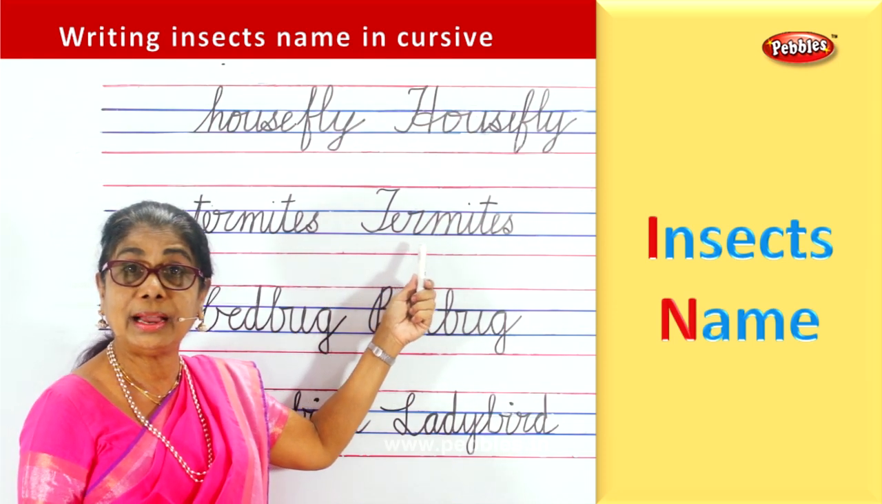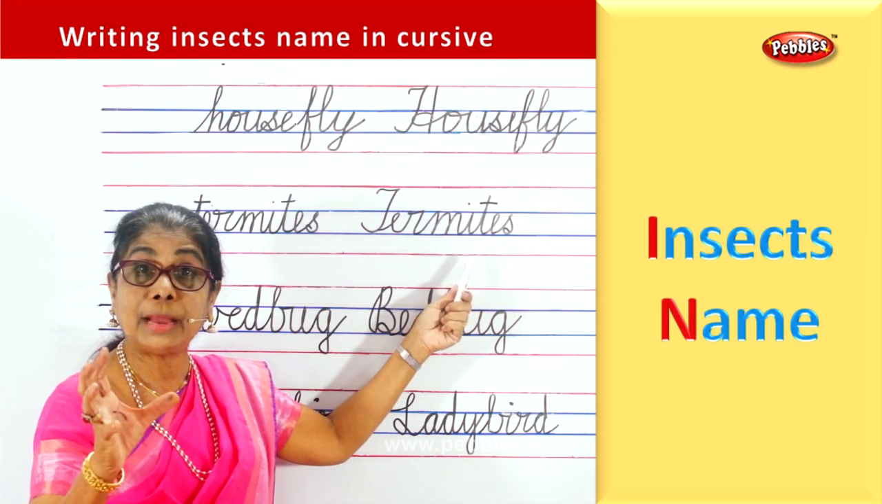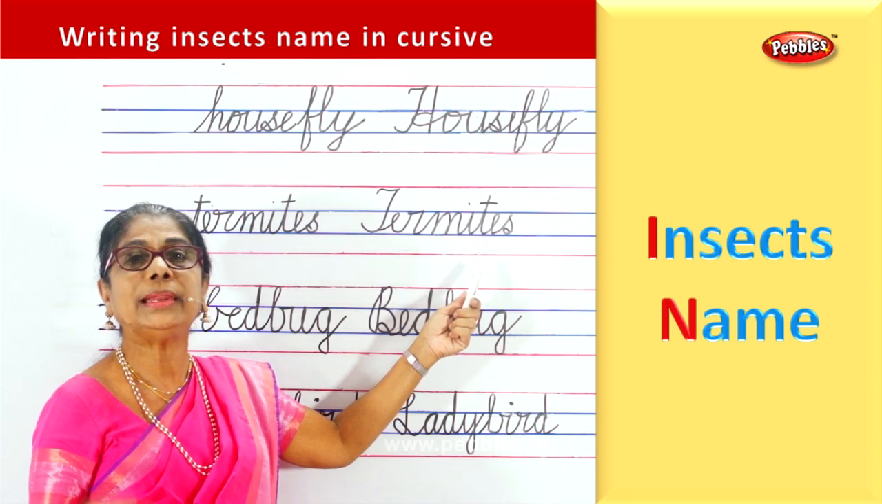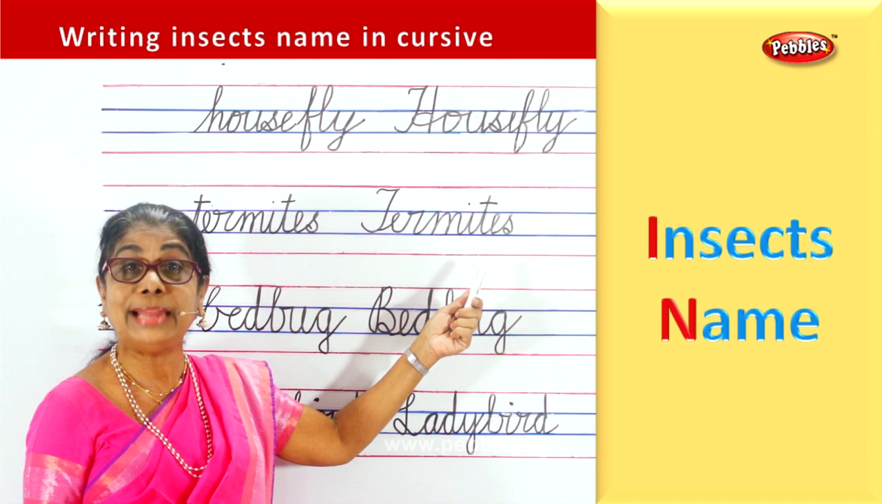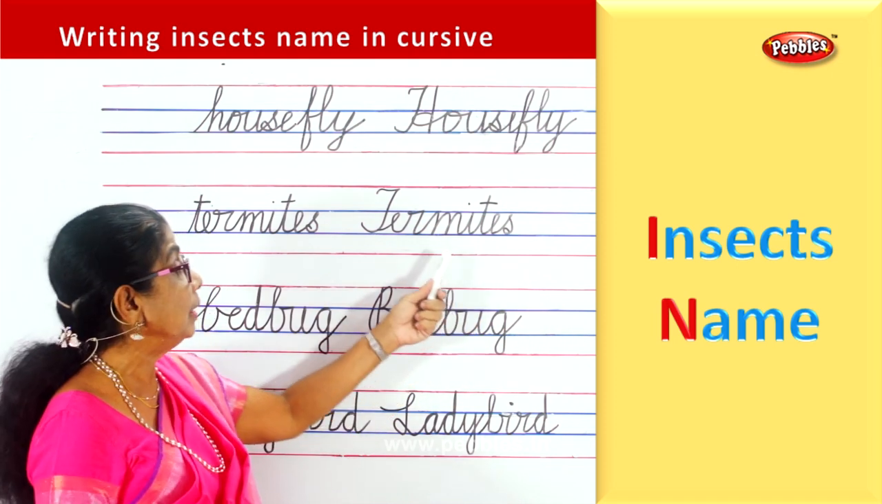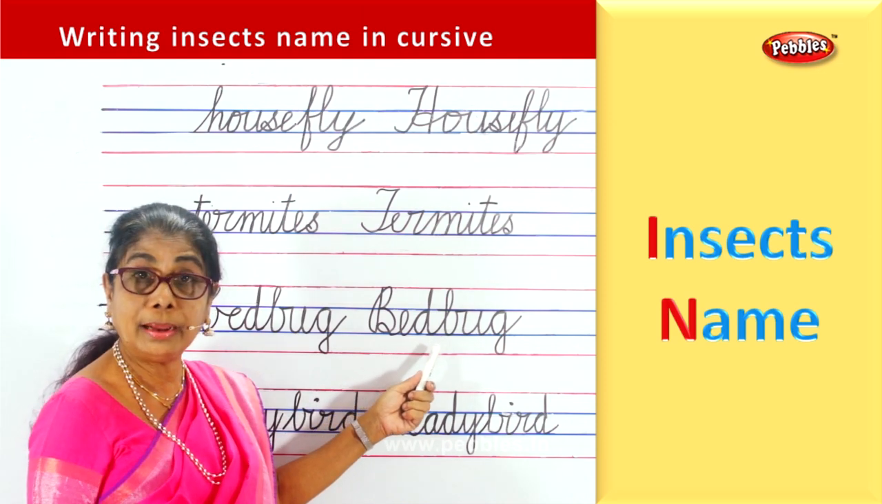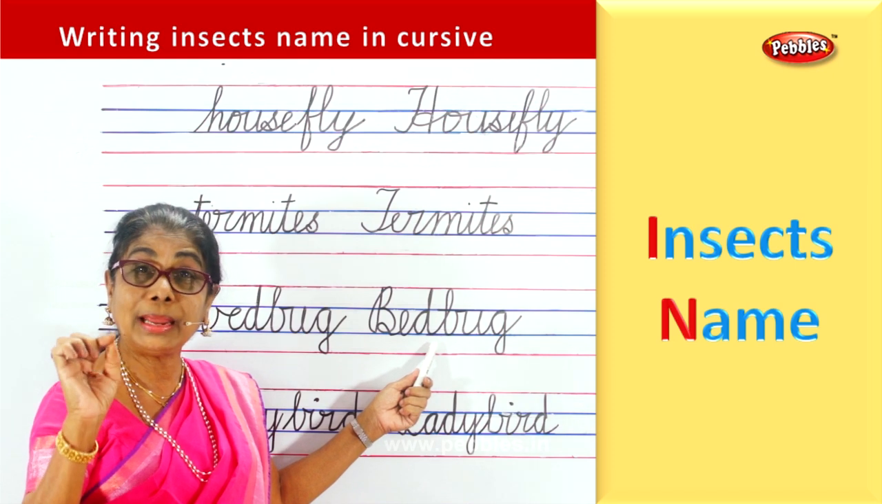Termite. Termites come in colonies. They come in large groups, and destroy anything made of wood. It can be furniture, a wooden house, or a dead tree. They can just finish it off. Termites. Bed bug. Bed bugs are tiny insects. They'll bite you when you lie in your bed and it can make you sick.